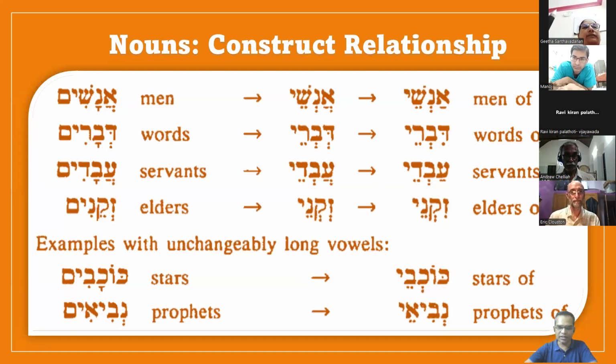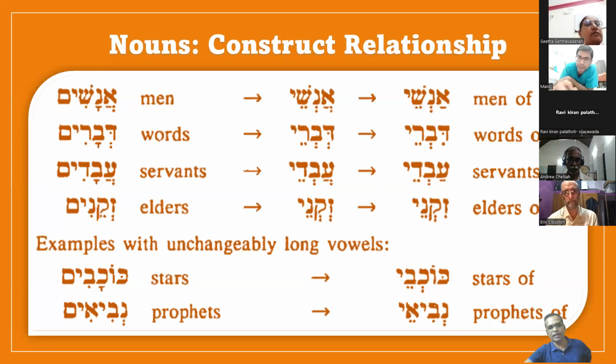But the syllable before the last syllable, where the full vowel is there, has become a simple vocal Shiva. Ko-ka has become Ko-ke. The Kamets has become a simple vocal Shiva. The only thing is that the first syllable is carrying an unchangeably long vowel, so it is not reduced to simple vocal Shiva, since unchangeably long vowels cannot be removed from the text.